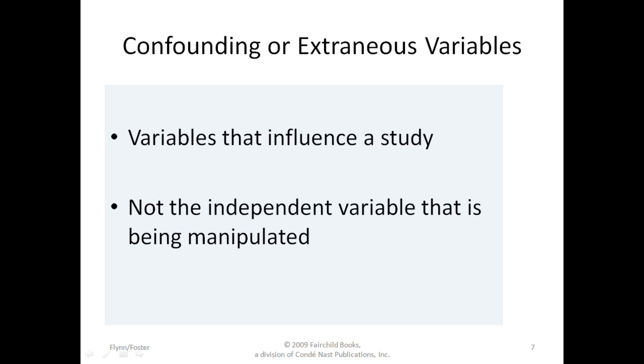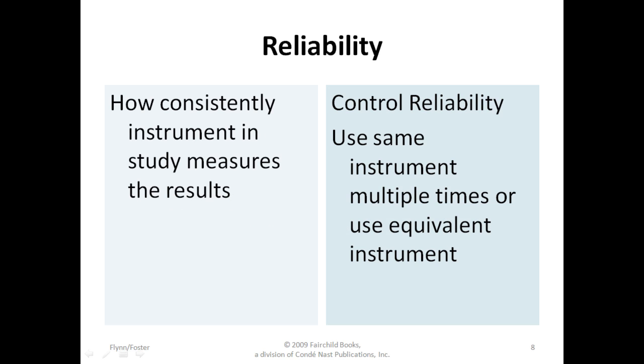And some ways to help control for extraneous variables is to keep the conditions constant and use only variables that are related to your hypothesis or question. And confounding or extraneous variables can be any variables that are affecting your study's results that you may have trouble identifying their causes. Next is reliability, and reliability refers to how consistently an instrument in a study measures the results.